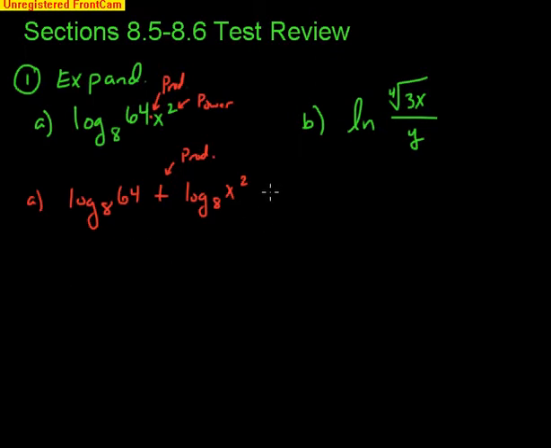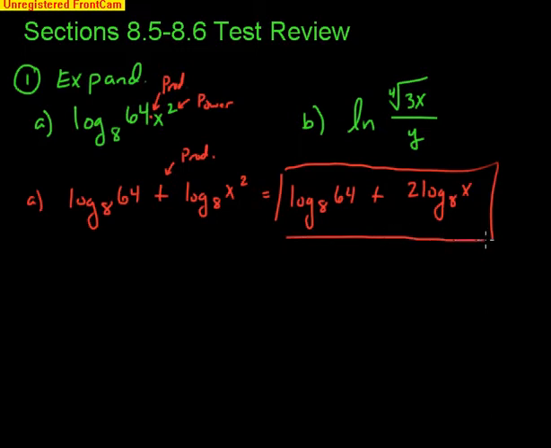And now we have a power here. So that power is going to come down in front. Log base 8 of 64 plus, the power comes down in front, 2 log base 8 of x. And that would be a good final answer.